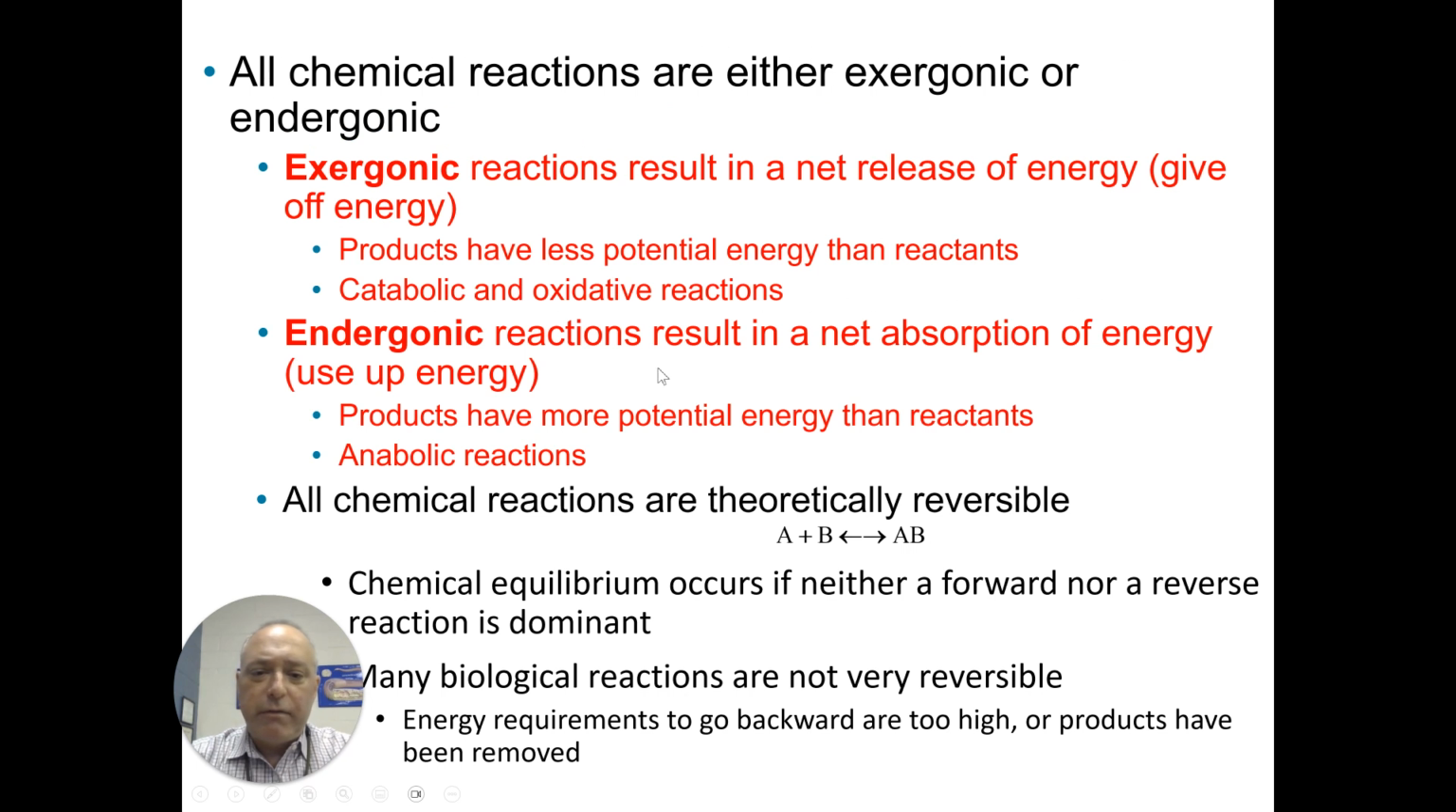Okay, two different reactions involving released energies. There's exergonic, which is a net release of energy, and this could be as heat or potential energy. So both catabolic and oxidative reactions are exergonic, so the release of energy. There's endergonic, which is the absorption of energy. Many anabolic reactions are endergonic, so they will actually take in energy, and the reaction might cool down.